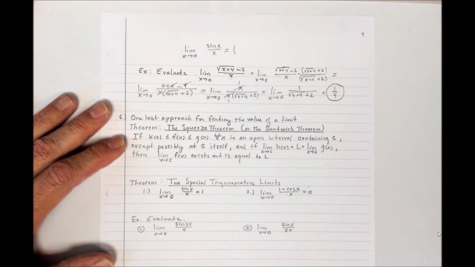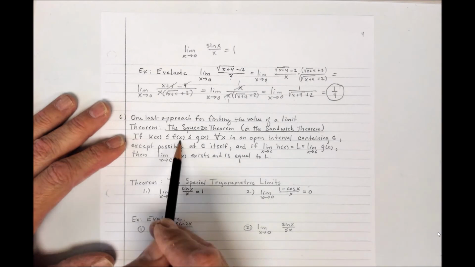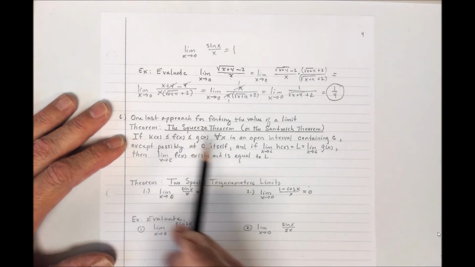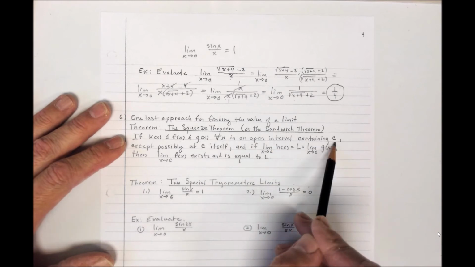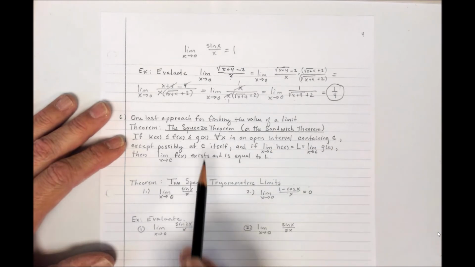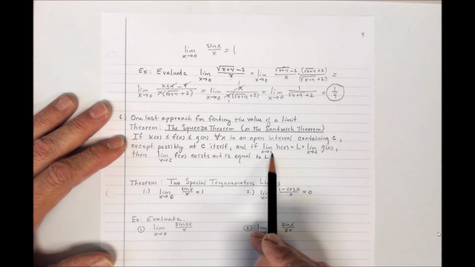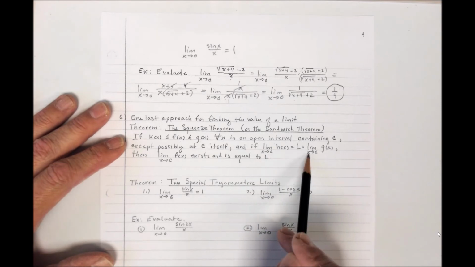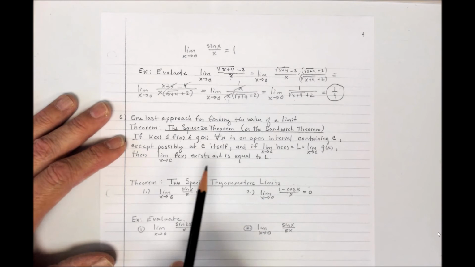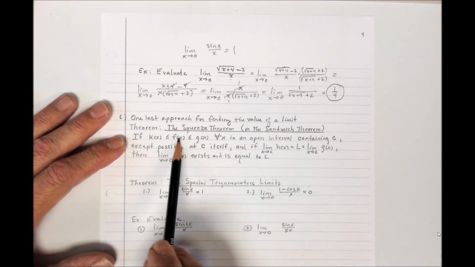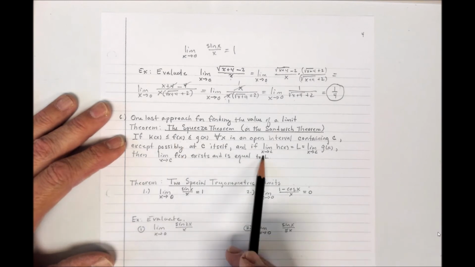It says if k of x is less than or equal to f of x is less than or equal to g of x for all x, remember this means for all x in an open interval containing c, except possibly c itself, and if the limit as x approaches c of h of x is equal to L, which is equal to the limit as x approaches c of g of x, the outside functions, if they both have a limit of L as x goes to c, then the limit of the middle function as x goes to c exists and is also equal to L.